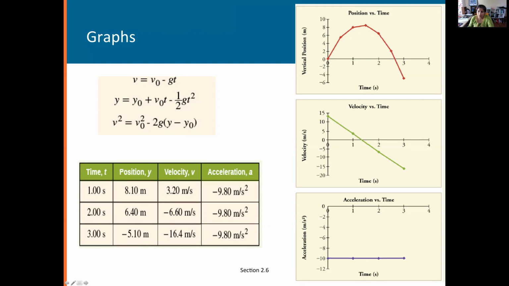Okay? What this means is our ground is actually here. So our origin that we've taken is above the ground at the top of the cliff. Okay, that's the meaning of this position time graph. So we start at 1 second. We have 8 at 1 second. You're at about 8 meters. At 2 seconds, you're at about 6.4. This is making sense. At 3 seconds, you are at -5.